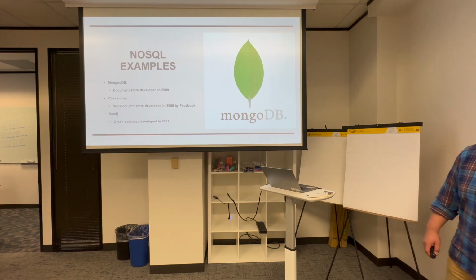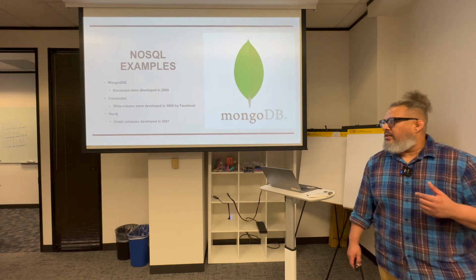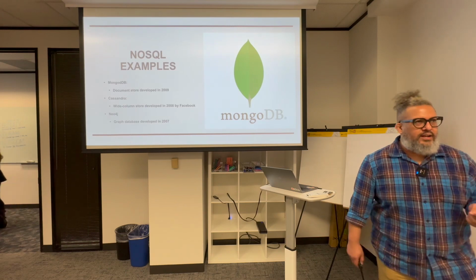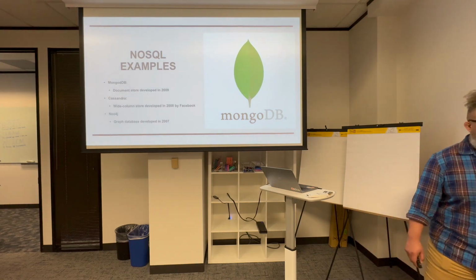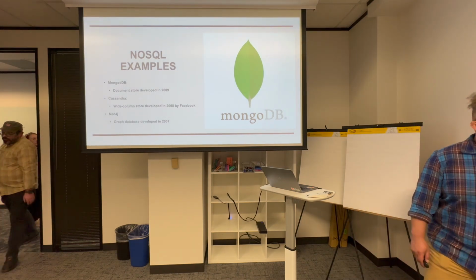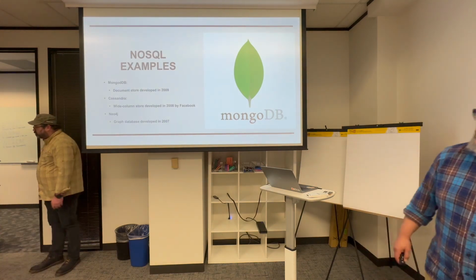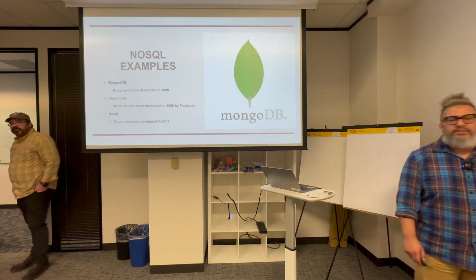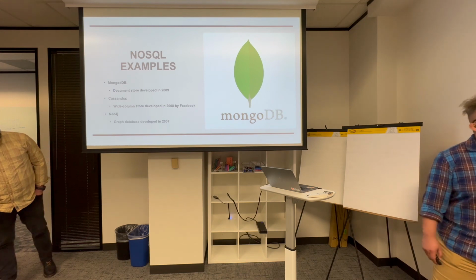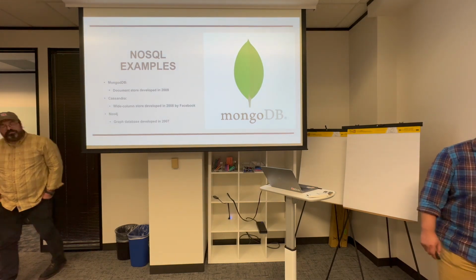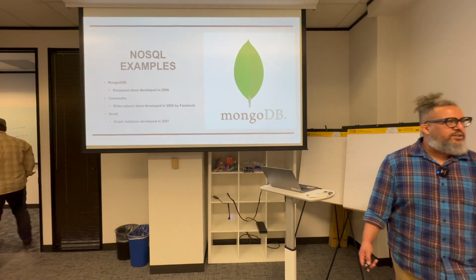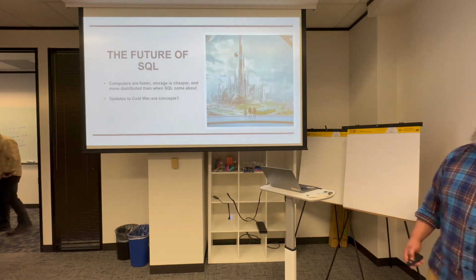Right? Cassandra was developed by Facebook, wide column store data, and a lot of work from DataStax, if anybody's from here, to bring it really up to the forefront. And then Neo4j graph database developed in 2007. Three examples of types of NoSQL databases that have very defined use cases and are very useful even today.